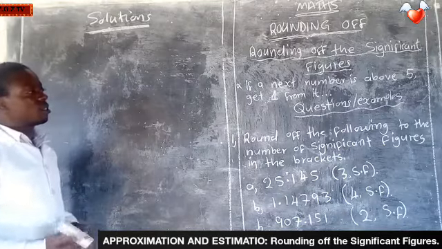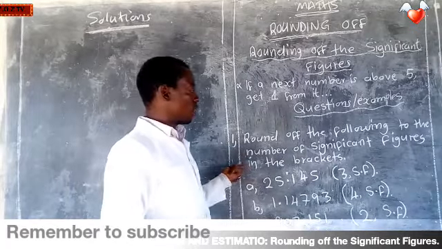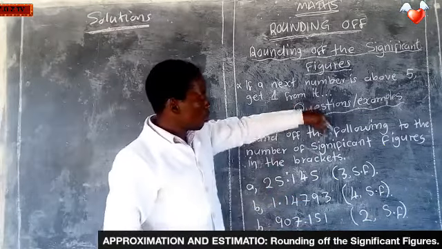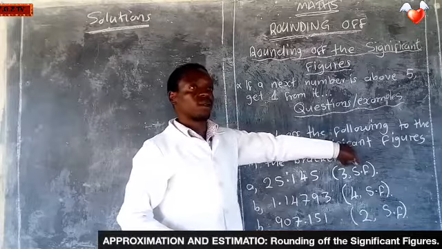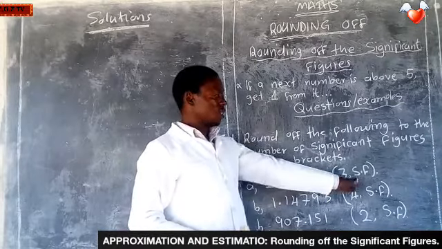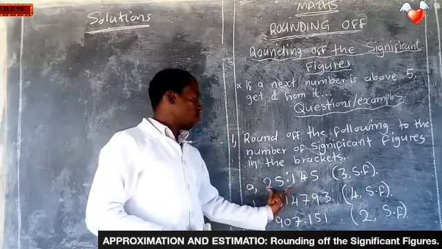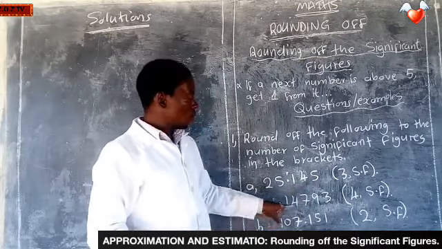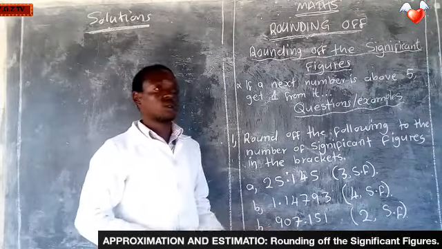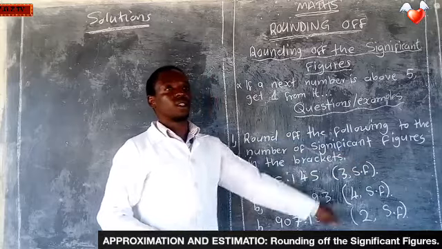Questions or examples. Round off the following to the number of significant figures in the brackets. We have these numbers, and what we should round off is according to the rule in the brackets here. For this one, we have to round off to 3 significant figures. We have 1, 2, 3, 4, 5, but we have to remain with 3 numbers. For this one, we round off to 4 significant figures. For this one, to 2. We are dealing with the numbers.